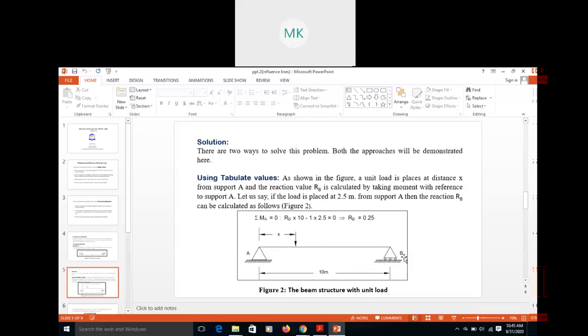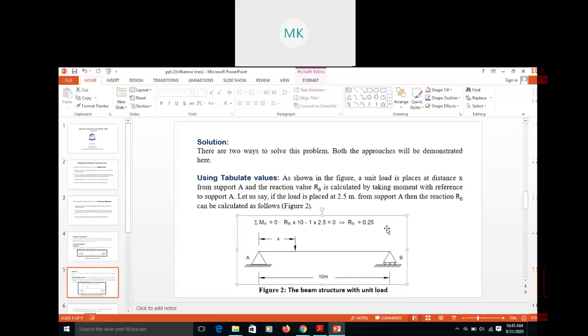Do you know how we need to find out the reaction? Yes, sir. If we need to find out the reaction at B, how do we do it? By considering the moment about support A. It is very simple. I think all of you know. RB into the whole span minus 1 into 2.5 equals 0. So from this you can easily find out RB.